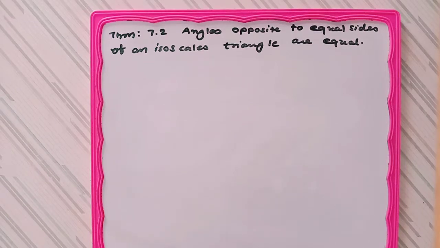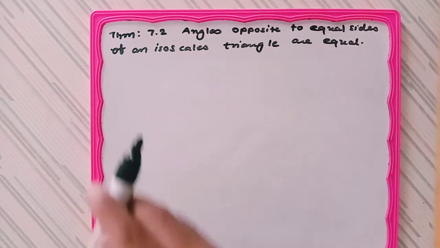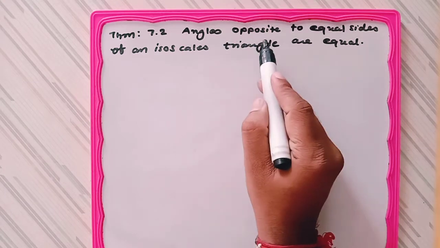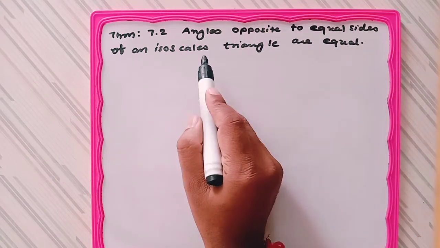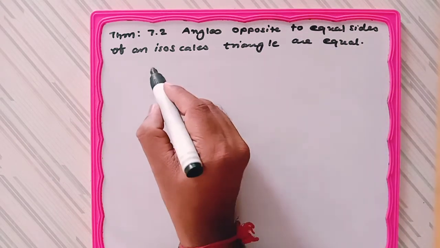Hello friends, in this session of chapter 7, Triangles, we will see some more properties of triangles. So we have Theorem 7.2: Angles opposite to equal sides of an isosceles triangle are equal.